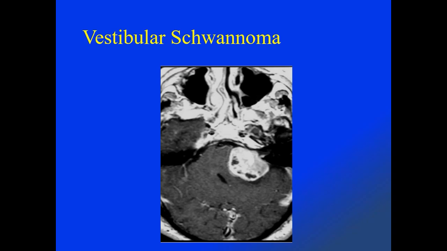Axial T1-weighted image post-contrast demonstrates a prominently enhancing extraaxial mass within the left cerebellopontine angle cistern with areas of cystic or necrotic degeneration. Image also demonstrates a small focus of enhancement in the region of the fundus of the left IAC. This is consistent with a vestibular schwannoma.